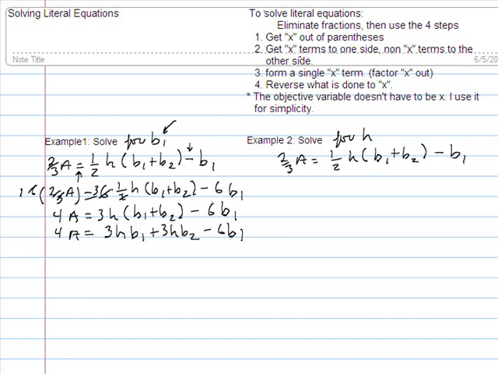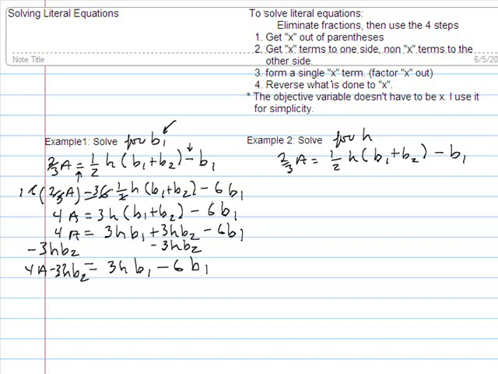The second step says get the b1 terms to one side and the non-b1 terms to the other side. We'll only have 2 b1 terms. This 6b1 here, the 3h b1, they're both on the right side, so that part is done. We do need to take our non-b1 term, the 3h b2, and get it to the other side. So I'll subtract that from both sides. And we have on this side 4a minus 3h b2 equals 3h b1 minus 6b1.